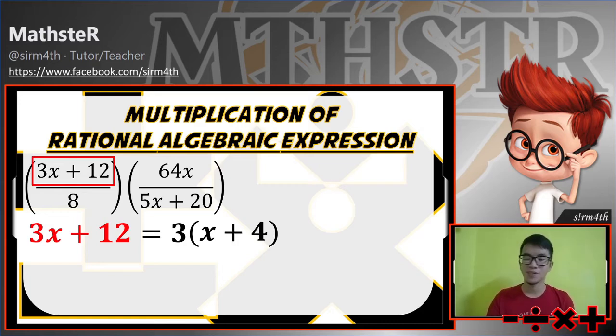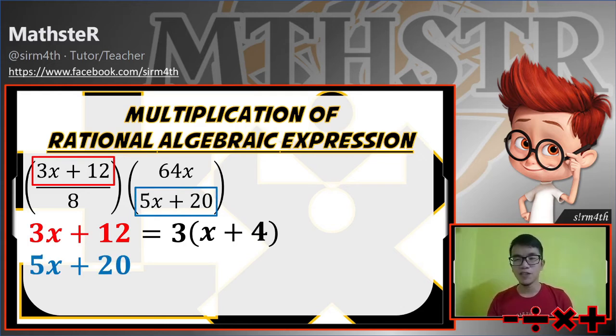Now, let's have 5x plus 20. So same with the 3x plus 12, we need to get the common monomial factor of this expression 5x plus 20. So alam natin na ang kanyang common monomial factor is equal to 5.